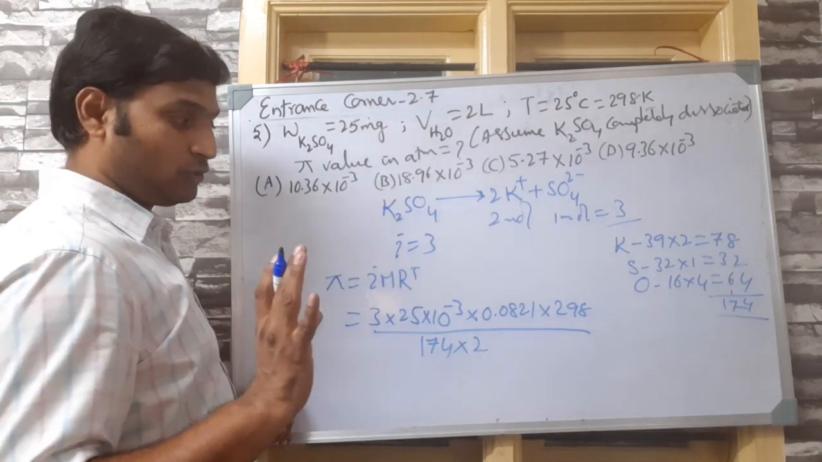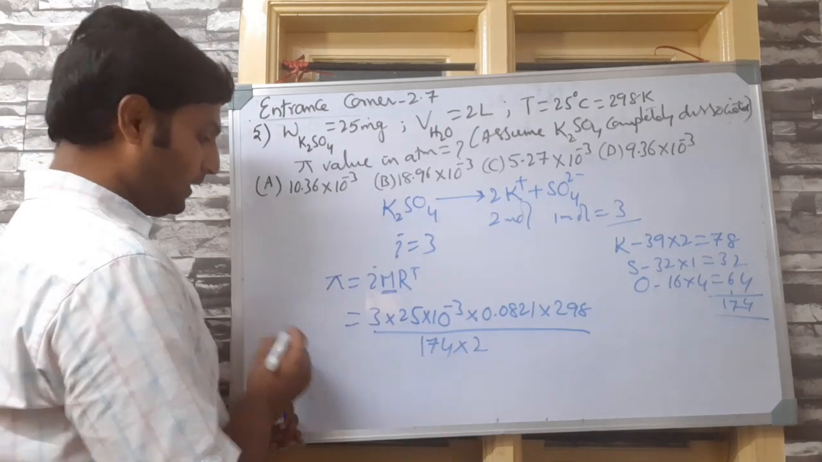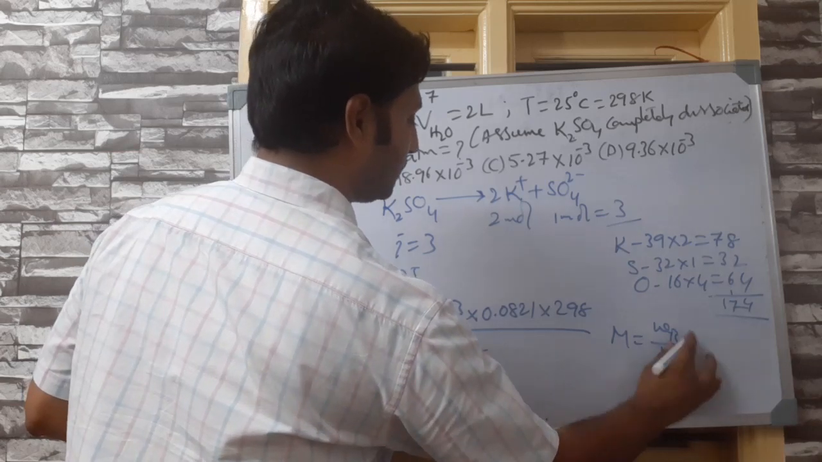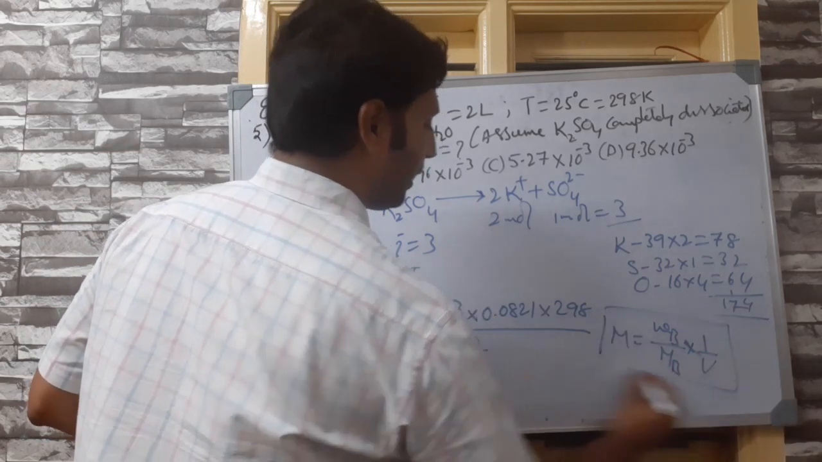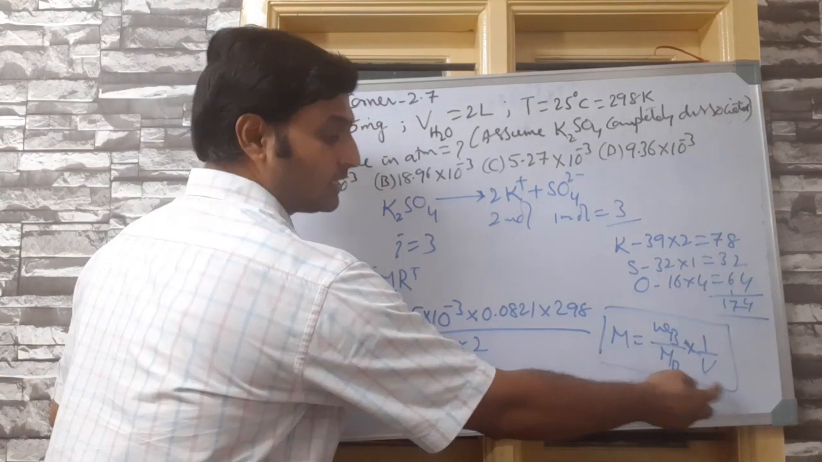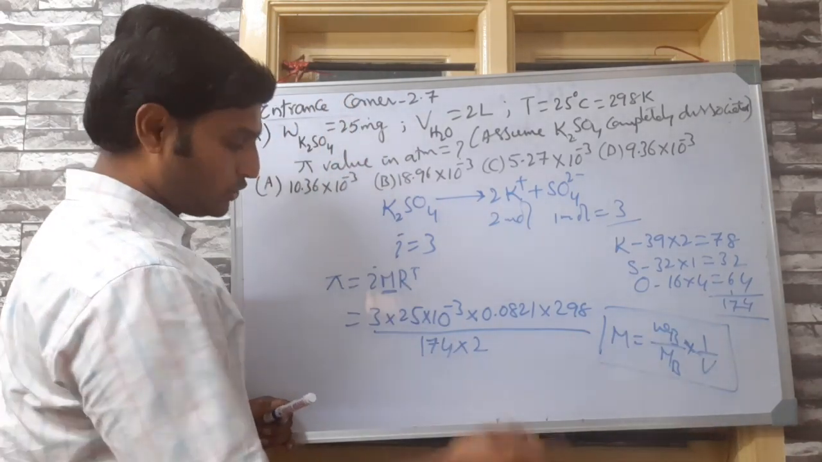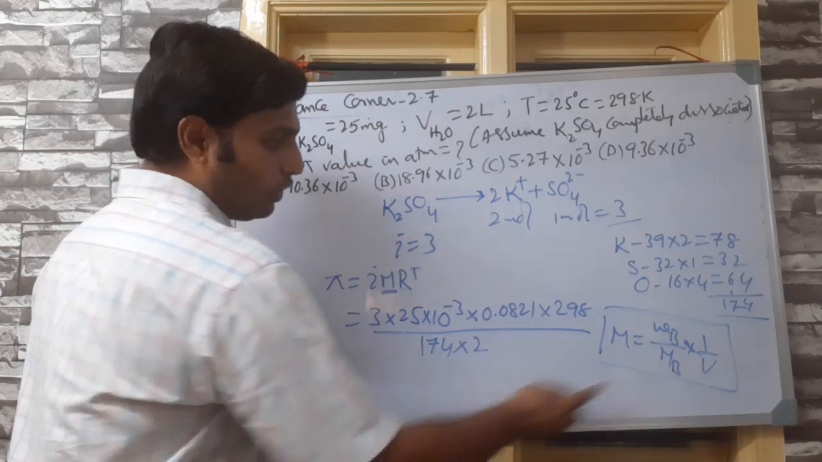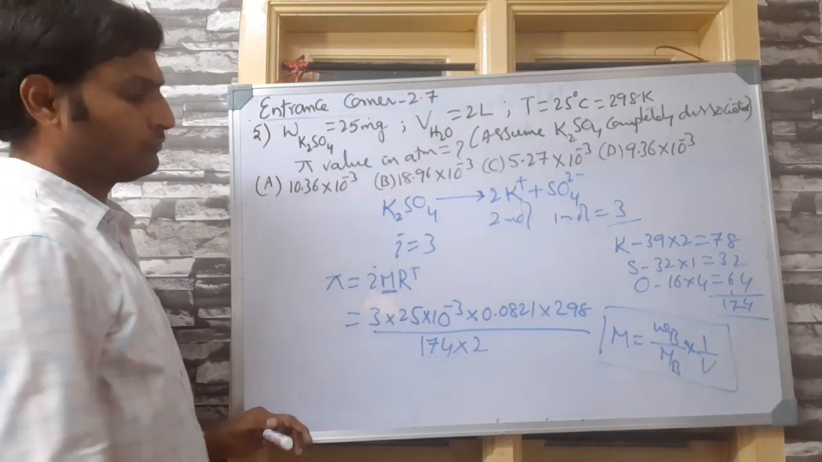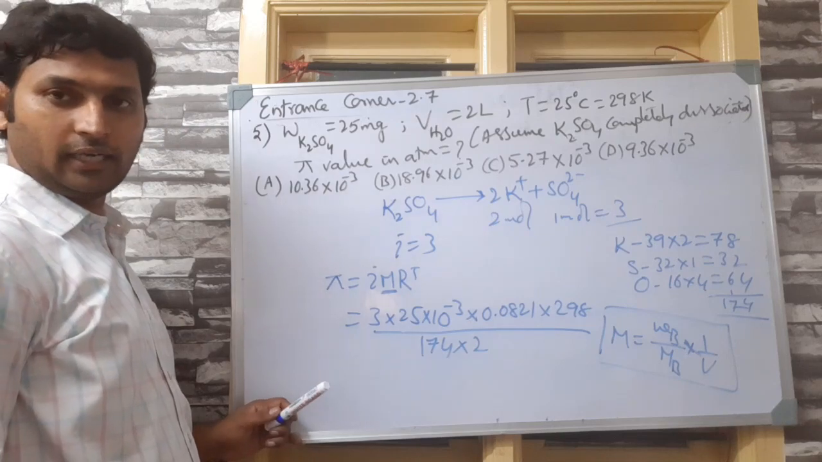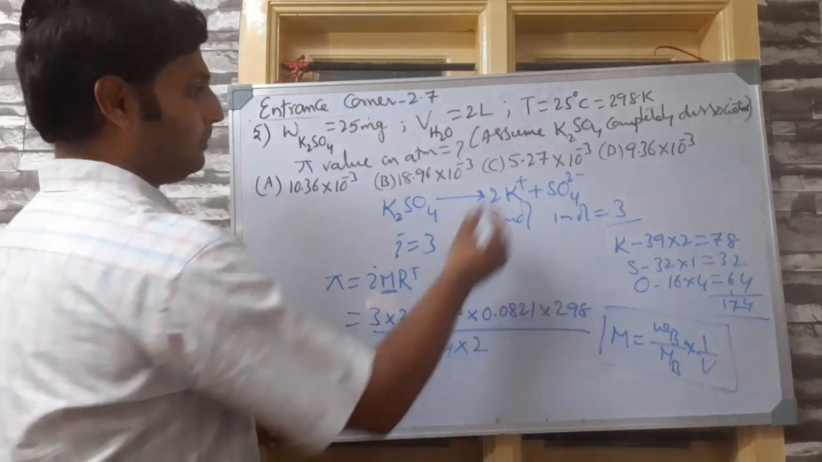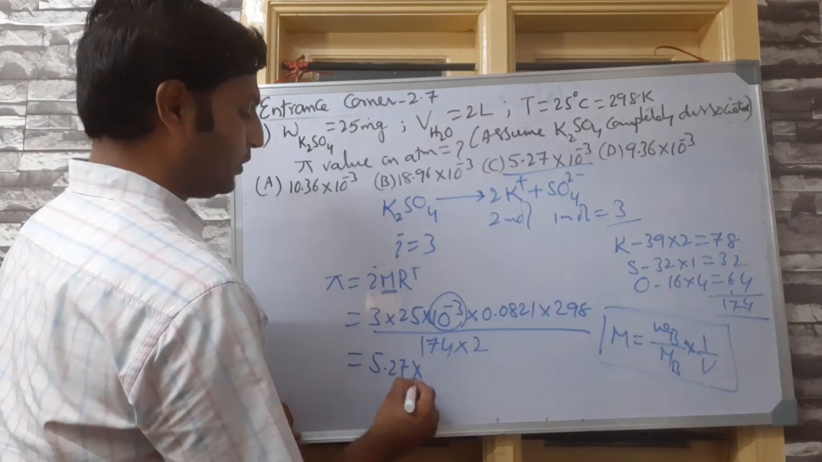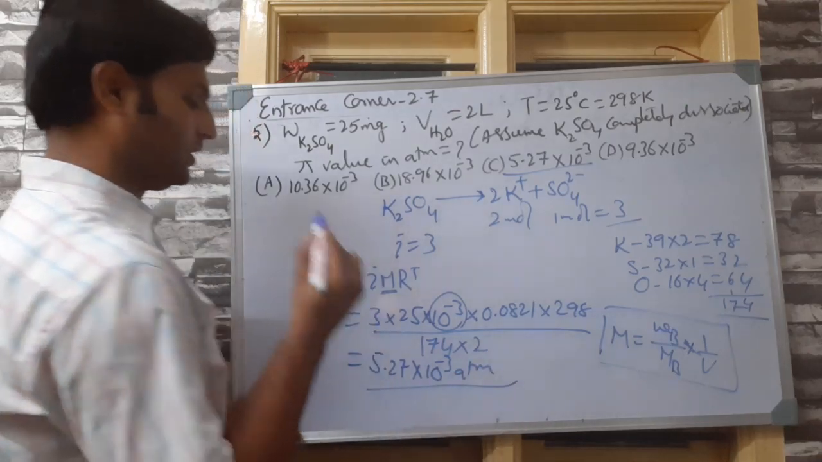See, if anybody has confused there, please don't be confused. In the place of molarity, I have taken weight of solute by molar mass of solute into 1 by volume. That is the formula of molarity, right? Because volume is given in liters. If it were in milliliters, I would have taken 1000 in the numerator. So, weight of solute 25 into 10 power minus 3 grams, molar mass of solute 174, volume of solution 2. Rest of the thing is RT. Simplifying it, you will end up getting 5.27 into 10 power minus 3 atmospheres.